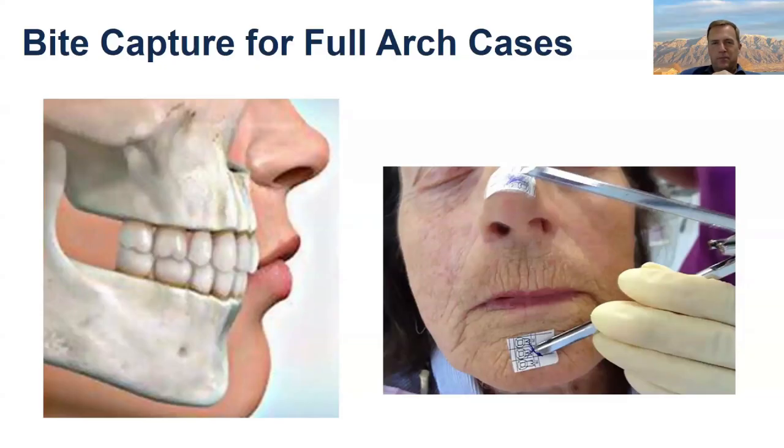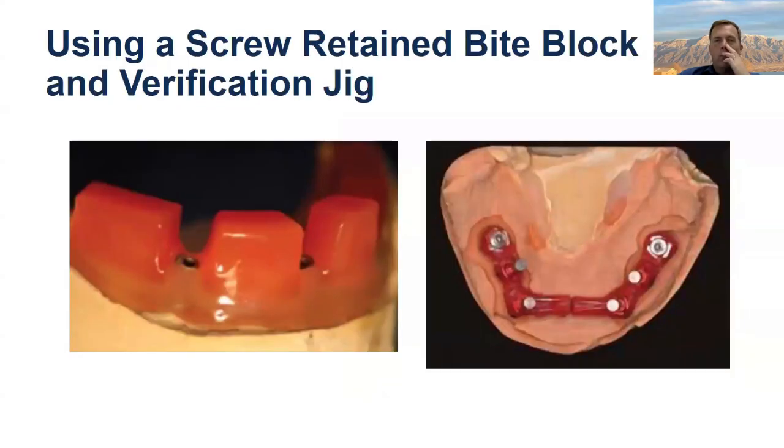It's super awesome. The other thing I wanted to mention before I finished up here today is that first appointment on all on X. Technically, it's not an impression appointment. We're talking about impressions, but this is the thing that's kind of weird. So you'll get a bite block back and a verification jig. One of the things I would recommend is that if you're doing an analog workflow, make sure you request a screw retain bite block for your all on X cases.